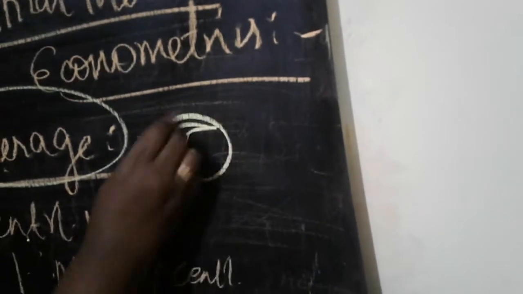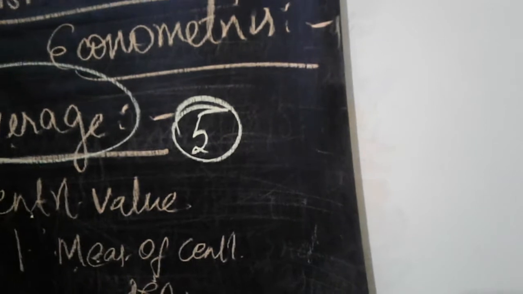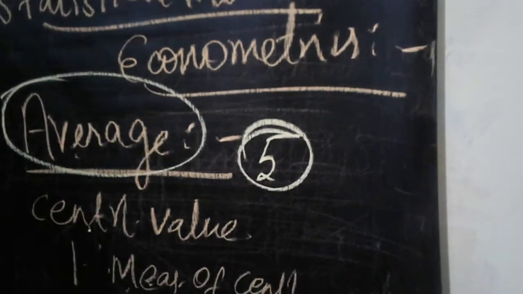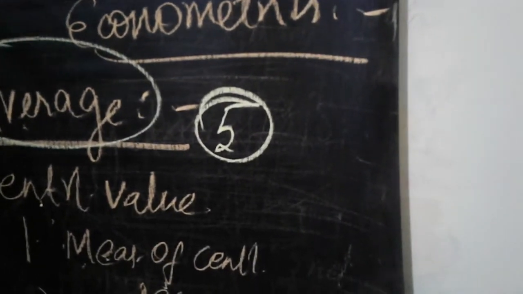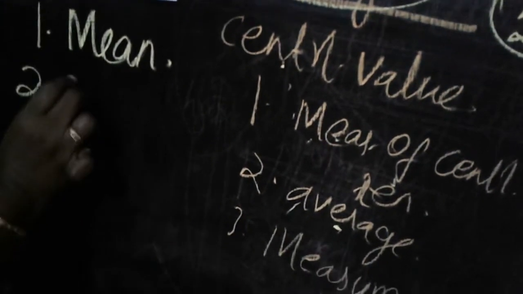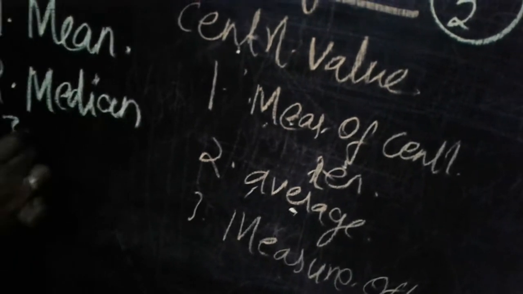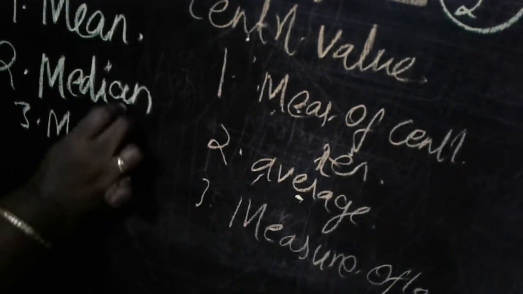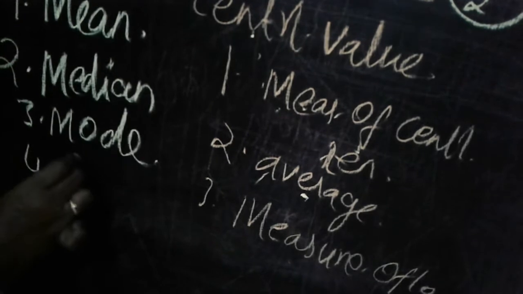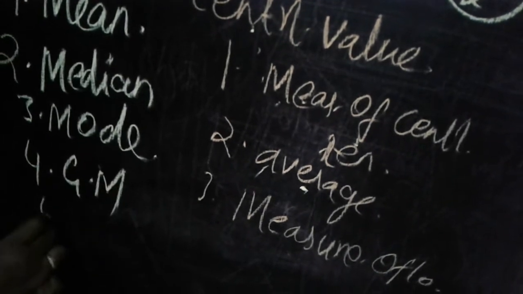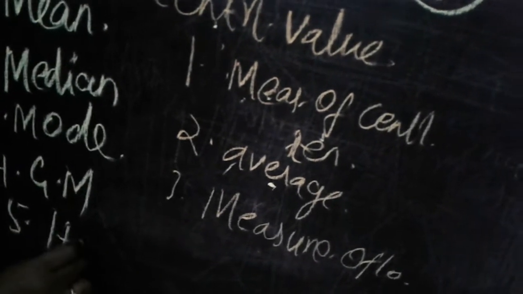The average can be classified into five important headings. How many important types or classifications? Average can be classified into five important things. What are they? First one, mean. Second one, median. Third one, mode. Fourth one, GM. Fifth one, HM. Clear?